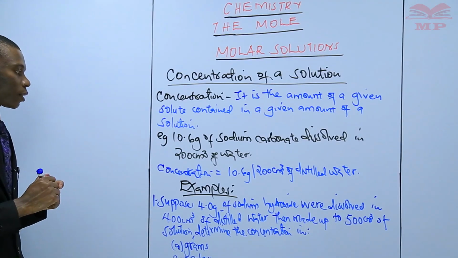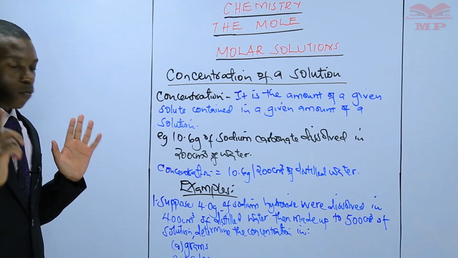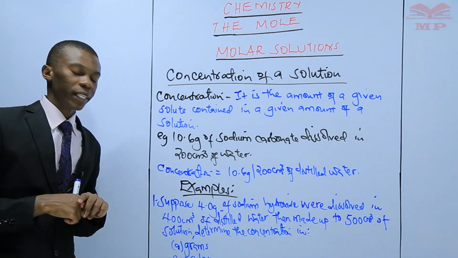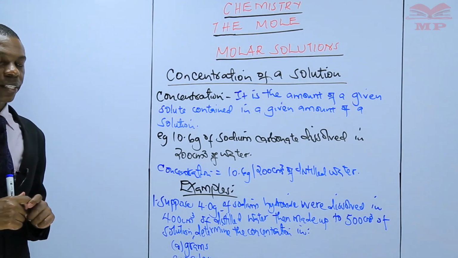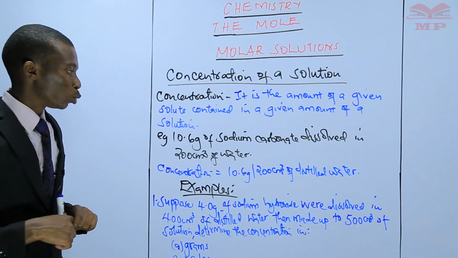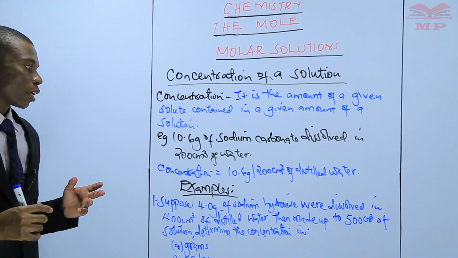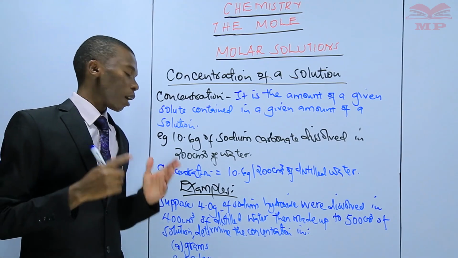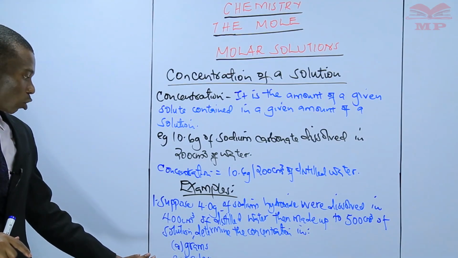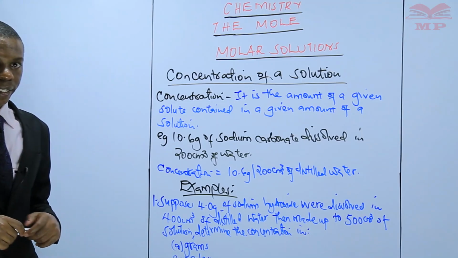That is the first example. It reads, suppose 4.0 grams of sodium hydroxide were dissolved in 400 centimeters cubed of distilled water, then made up to 500 centimeters cubed of solution. Then determine the concentration in grams, and second, the concentration in moles.